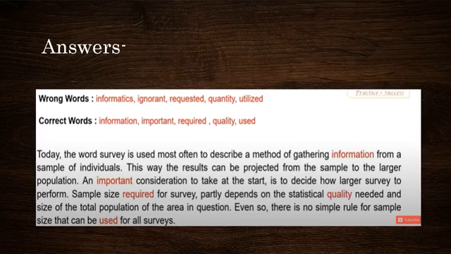Next word, an important consideration. तो यहां पर जो है, important को उसने wrongly pronounce किया as ignorant. As you can see the next word, that sample size required for survey. So जो required था वो requested से replace हो गया है.